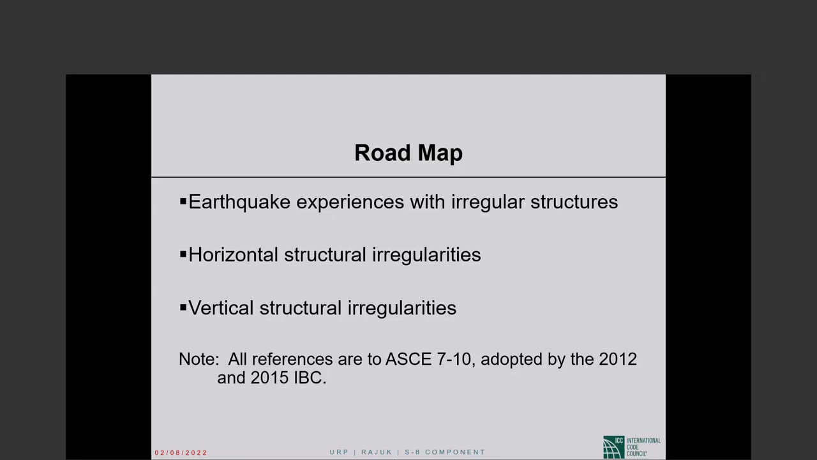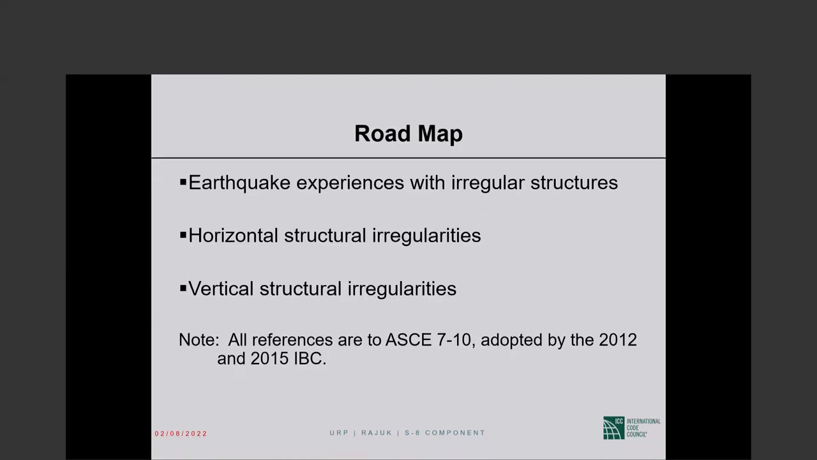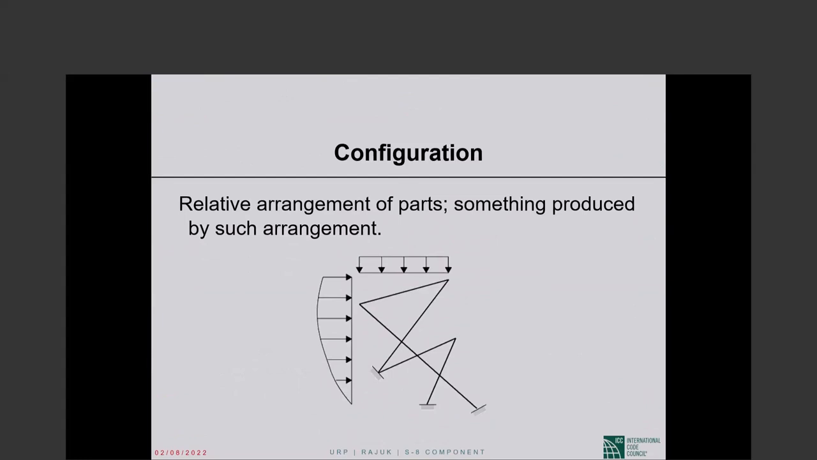I did that because there were some beneficial changes or clarifications made in ASCE 7-10. It's not very different from ASCE 7-05, but a couple of things were improved. So I thought that it was preferable. Configuration, the word means a relative arrangement of parts, something produced by such arrangement. This is the dictionary meaning: relative arrangement of parts, something produced by such arrangement.